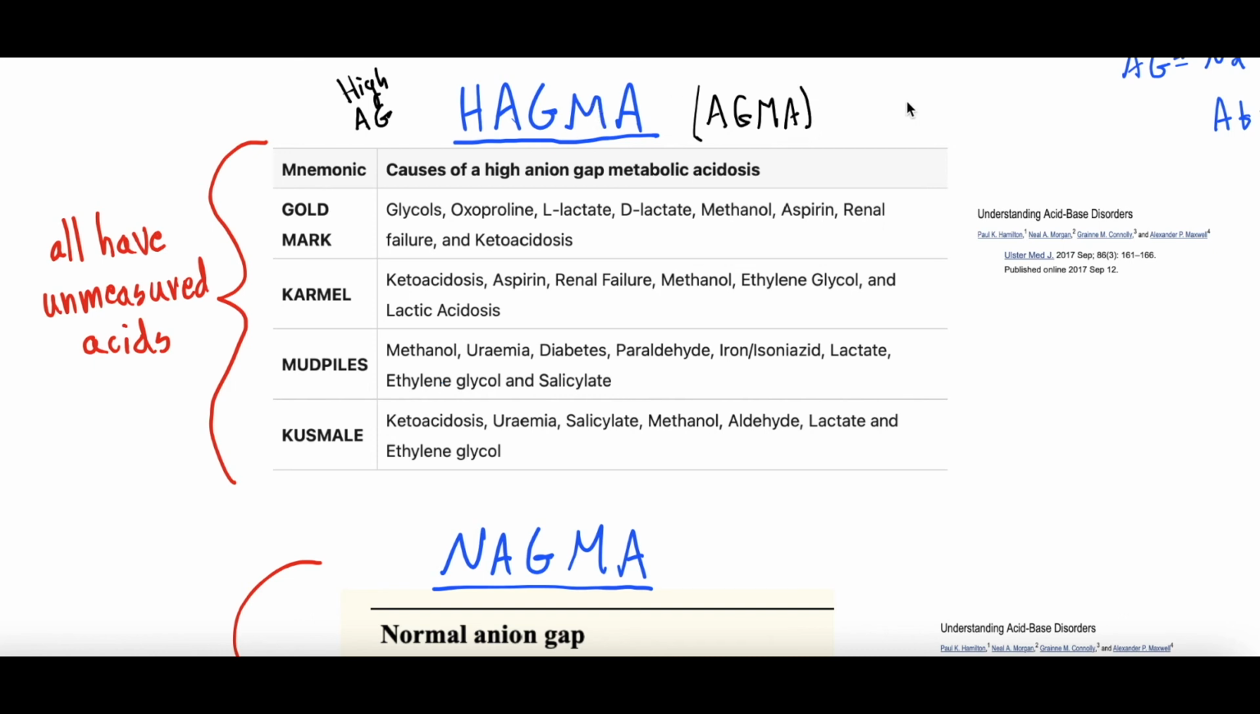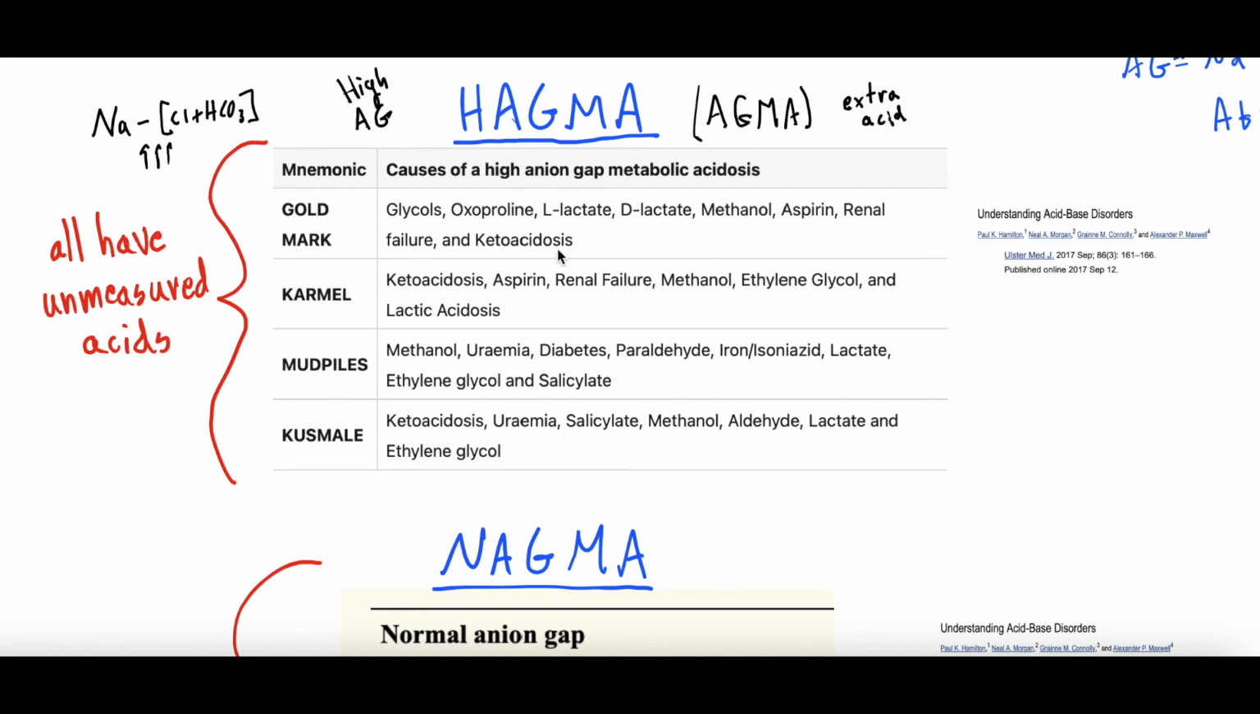These, as we talked about, are from the production of an extra acid. The extra acid consumes bicarbonate, so there's less bicarbonate in that equation. Anion gap equals sodium minus chloride plus bicarb. The new acid, the extra acid, consumes bicarb, and this leads to a higher anion gap.